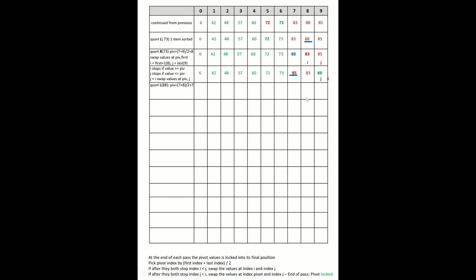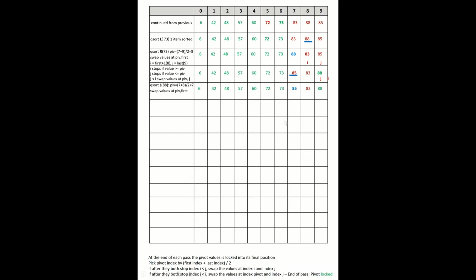What are the extents of this list? Well, it goes from index 7 to index 8. So pick the pivot. The pivot index is 7 plus 8, div 2. That yields, with integer division, a 7, which means the 85 is the pivot. Swap the pivot with first. That's basically swapping the pivot with itself. So we have this picture now.